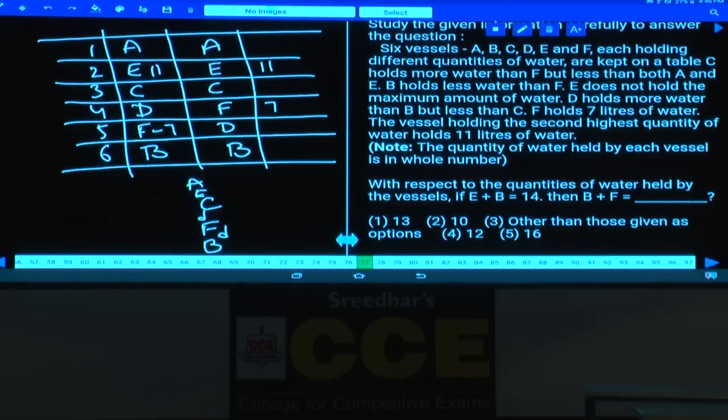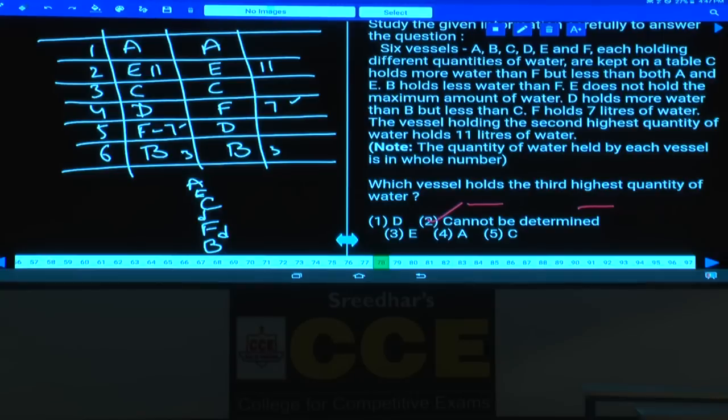Then question number 77. With respect to the quantities of water held by the vessels, E plus B equals 14. As E plus B equals 14, E is how much? E is 11 and B will be how much? Then B will be 3. If B is 3, then what is the value of B plus F? What is F here? F is 7 and B is 3. 3 plus 7, that is 10, choice 2. Question number 77, it is choice 2.